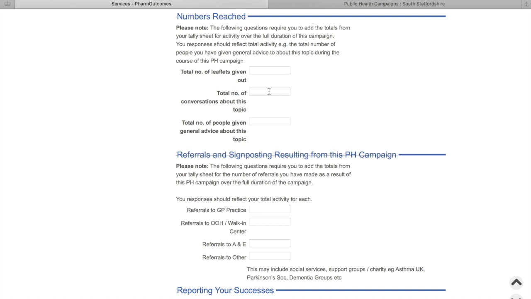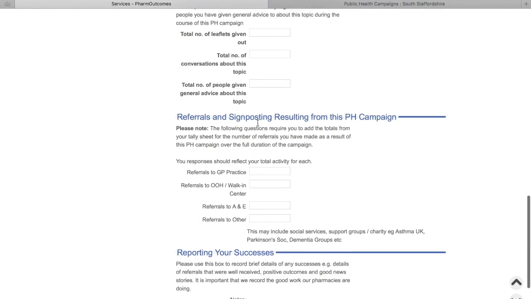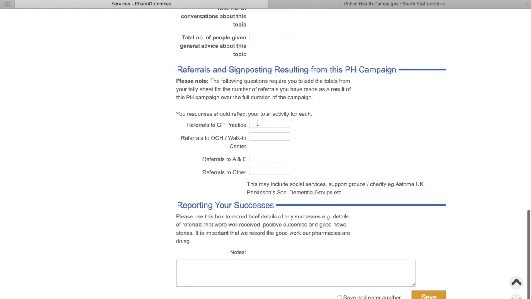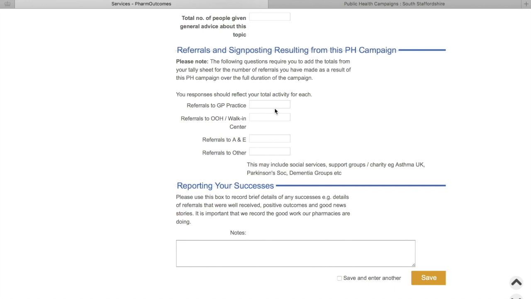You might have had a week, or however you did it, where you concentrated and you're going to count those conversations. And also you're going to keep a tally of how many people you gave general advice about the topic. Specifically, you might have found some people that you had to refer in to either the GP or a walk-in centre. Referrals to this might be people that you've referred to places like social services. It could actually have been referral to a patient support group. So it could be anything like that you pop in there.